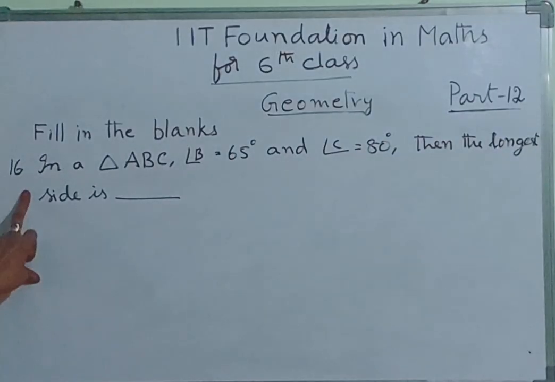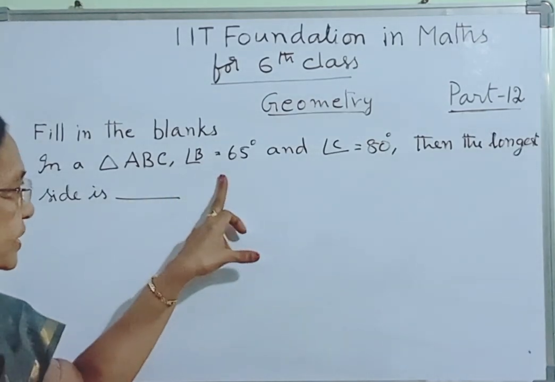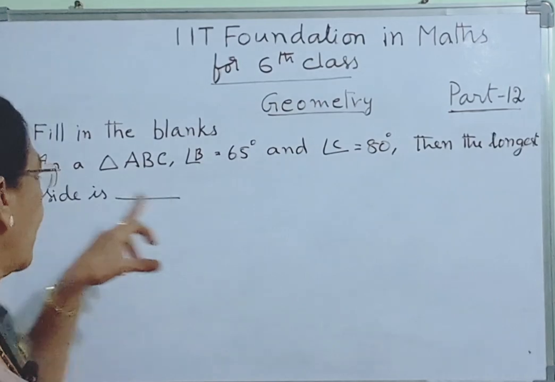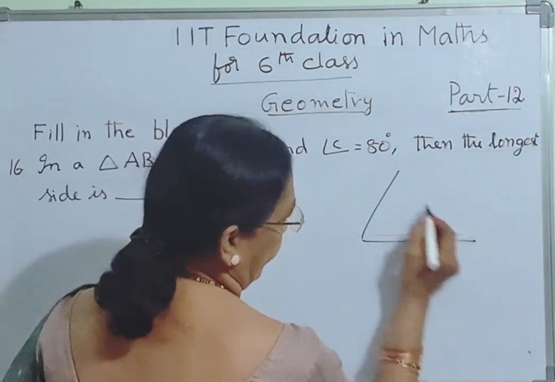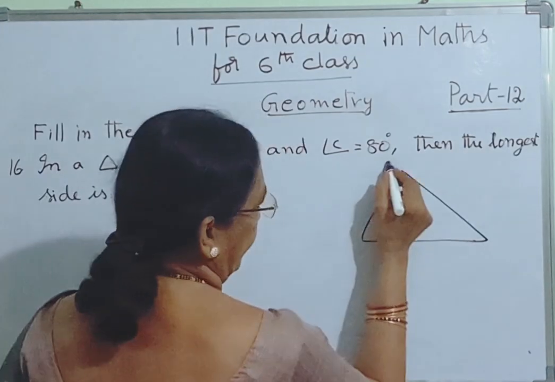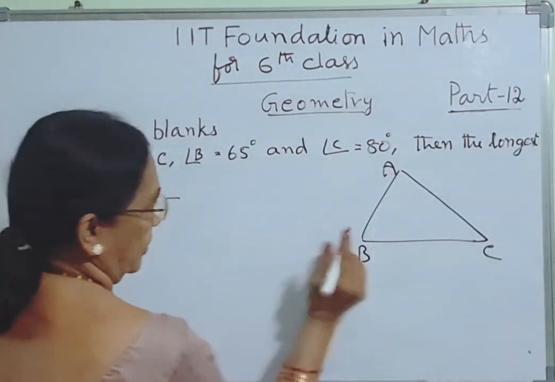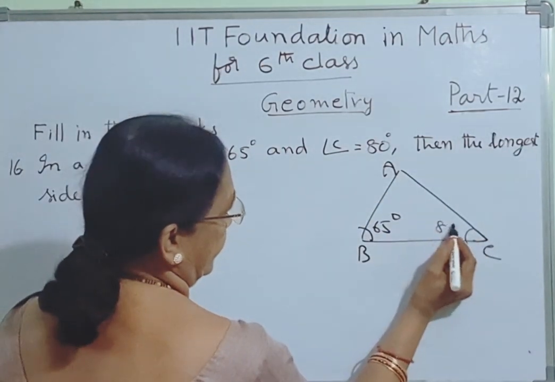Next, 16th problem. In a triangle ABC, angle B is equal to 65 degrees and angle C is equal to 80 degrees. Then the longest side is dash. This is the triangle ABC. Angle B is equal to 65 degrees. Angle C is 80 degrees.